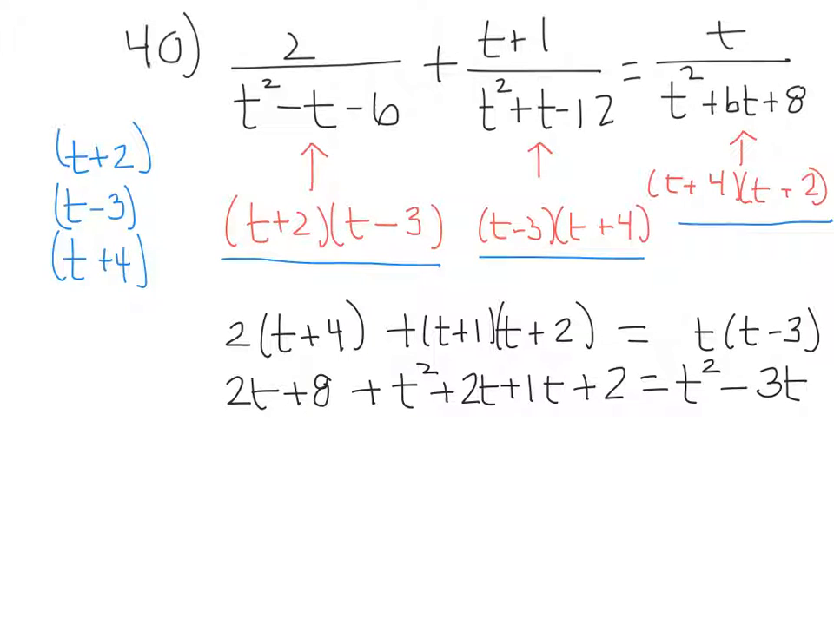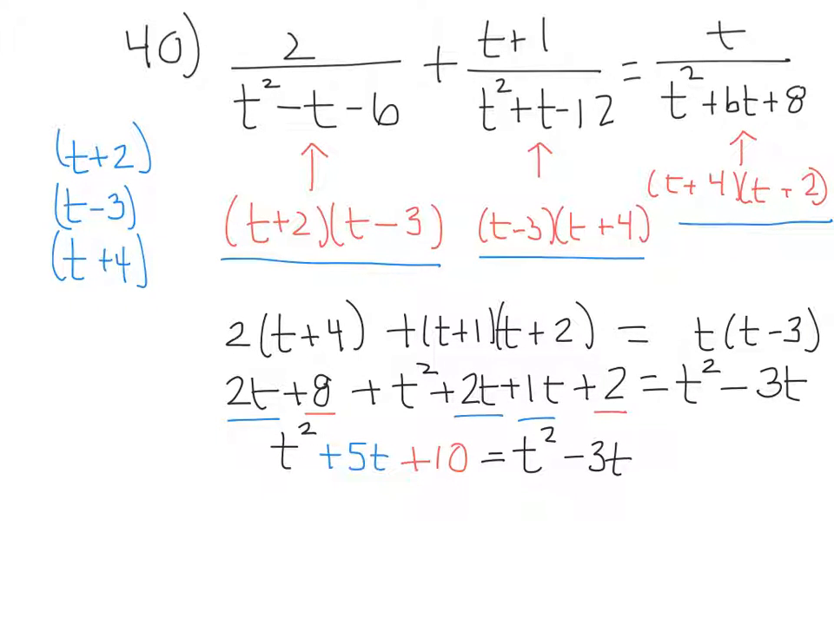Now I'm going to put my like terms together. On the left I have only a t squared, but I have a 2t and a 2t and a 1t. Those add up to 5t. And I have an 8 and a 2, and those add up to 10. On the right, I have no like terms.